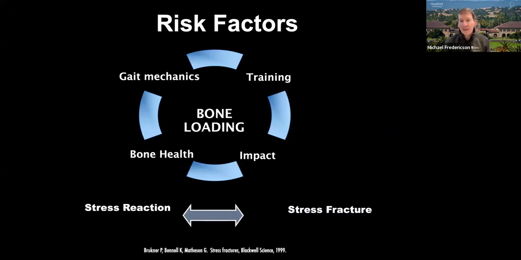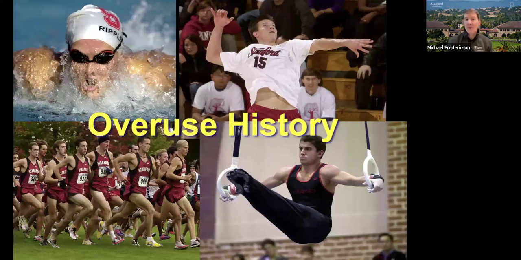There are a lot of risk factors, from altered gait mechanics, increased training loads, impact forces, bone health. Invariably, it'll be more than one of these. But more often than not, there is some type of overuse injury history, even in our elite athletes, at Stanford or with USA Track and Field.